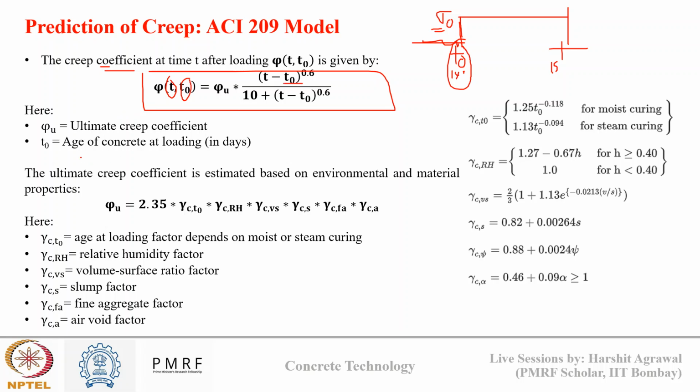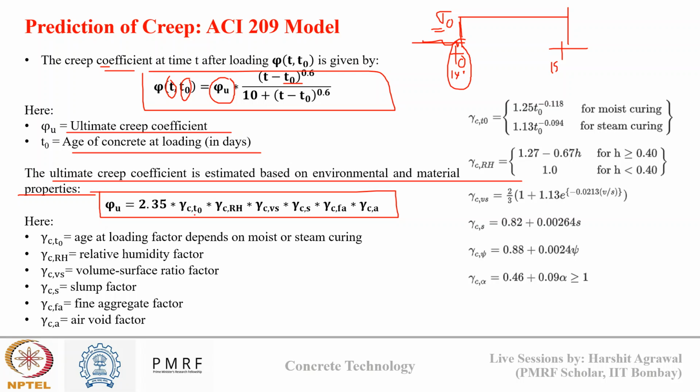So t naught is the age of concrete at loading, and epsilon u is the ultimate creep coefficient. How do we get the ultimate creep coefficient? For this, ACI has given this formula. There are different factors: gamma ct naught, gamma rh, gamma vs, gamma s, gamma fa, gamma a. For all these factors, they have proposed equations.